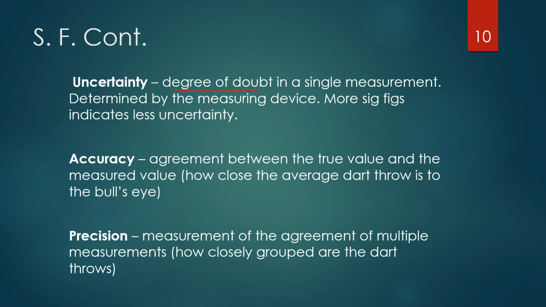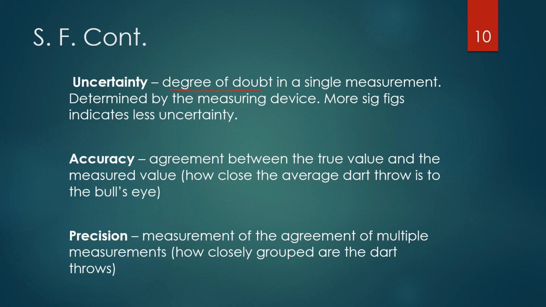With accuracy and precision, we're going to look at the difference between these two and do some examples with that as well. So accuracy is the agreement between the true value and the measured value. So it's how close you are to the correct answer. If you are doing darts, did you hit the bullseye every time? If you did, you are accurate.